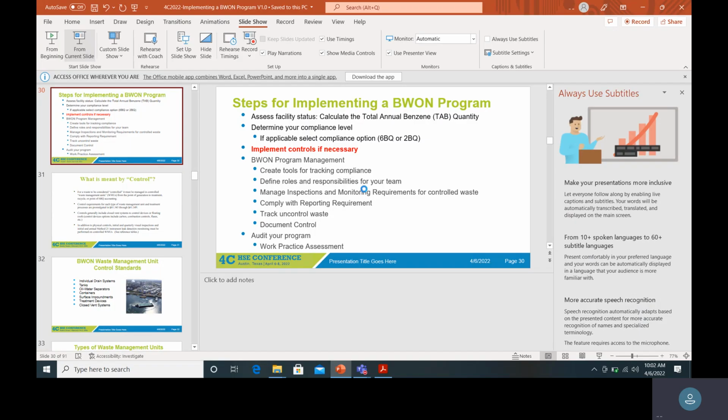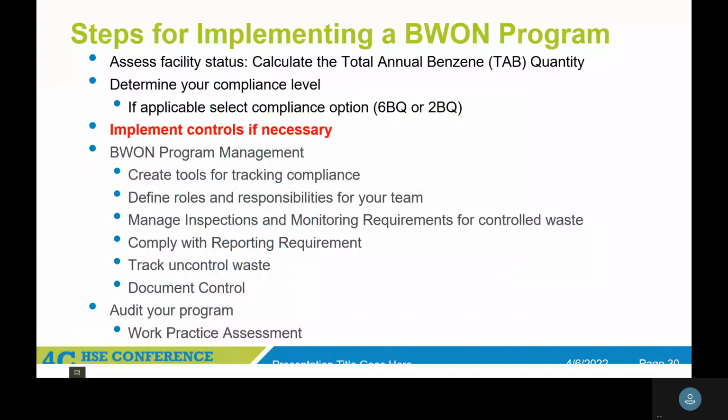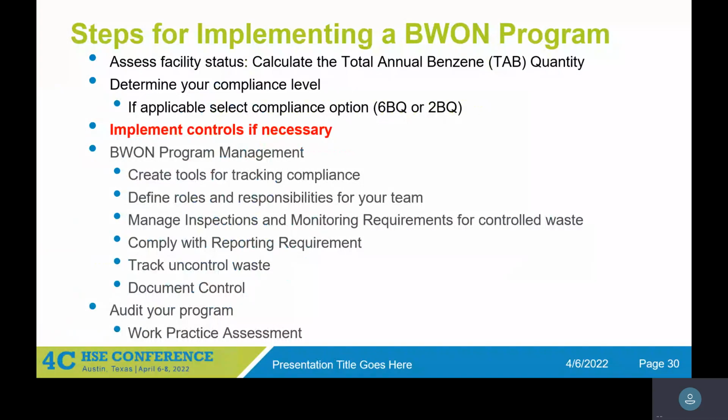Okie dokie. So again, reviewing the steps. Figure out what your tab is. You figure out whether you have to implement controls and choose a compliance option. You pick a compliance option that best fits your needs. If you have low benzene containing streams, I would choose a 2, as long as you can make sure you're below the 2.